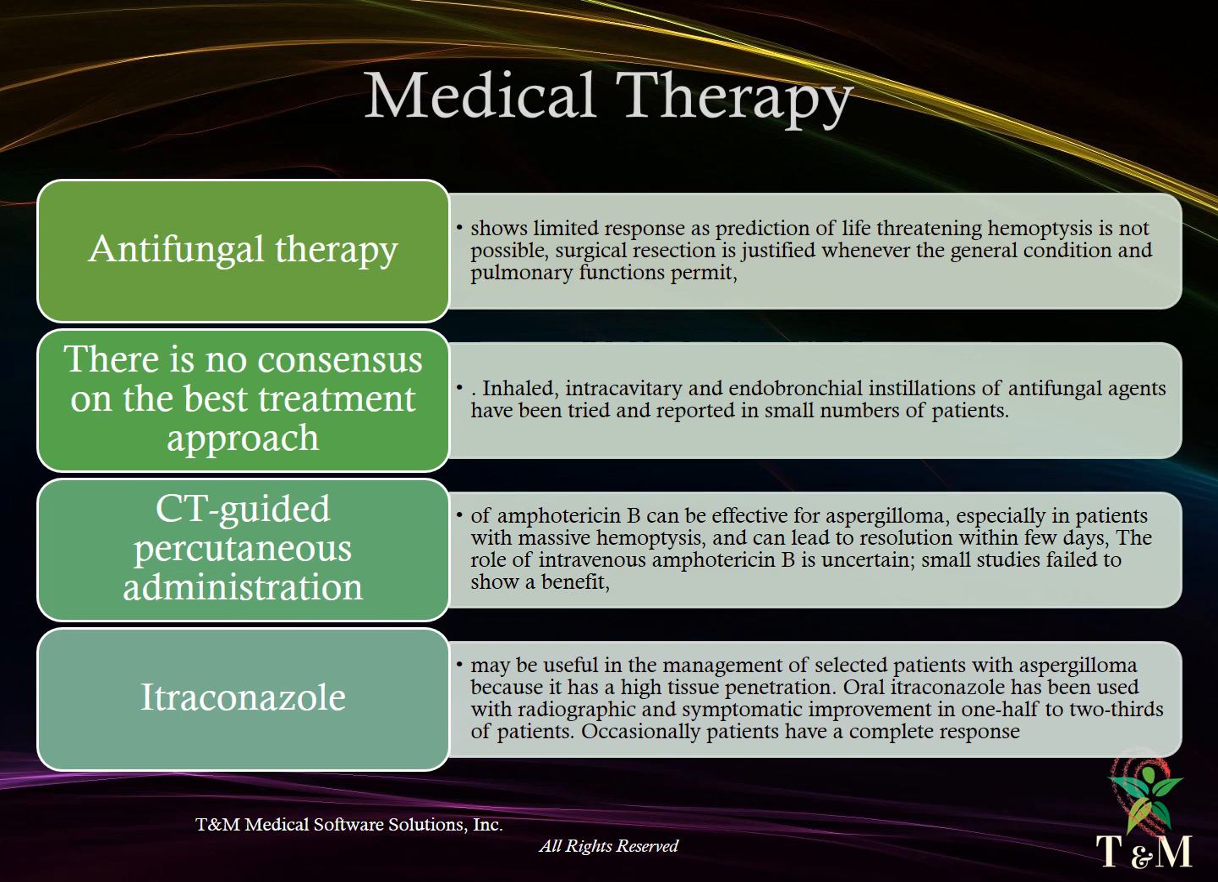CT-guided percutaneous administration of amphotericin B can be effective for aspergilloma, especially in patients with massive hemoptysis, and can lead to resolution within a few days. The role of intravenous amphotericin B is uncertain. Small studies failed to show any benefit.